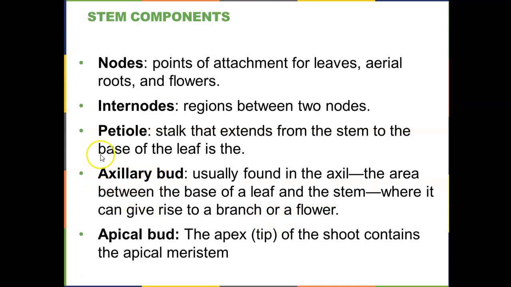Then finally, a modified portion of a stalk that can extend away from a stem and supports a leaf is called a petiole. So that is the long cylindrical stem of a leaf.